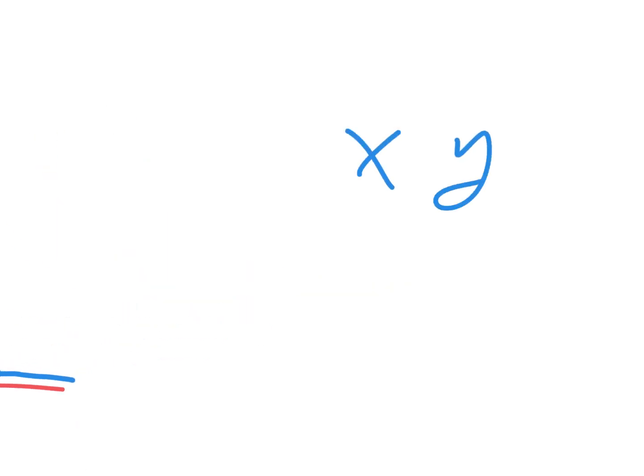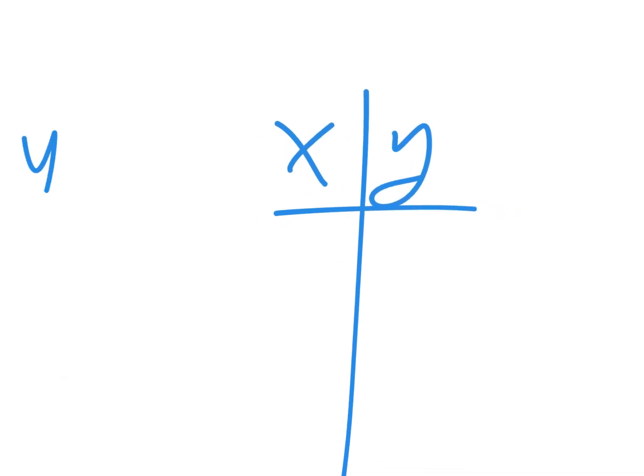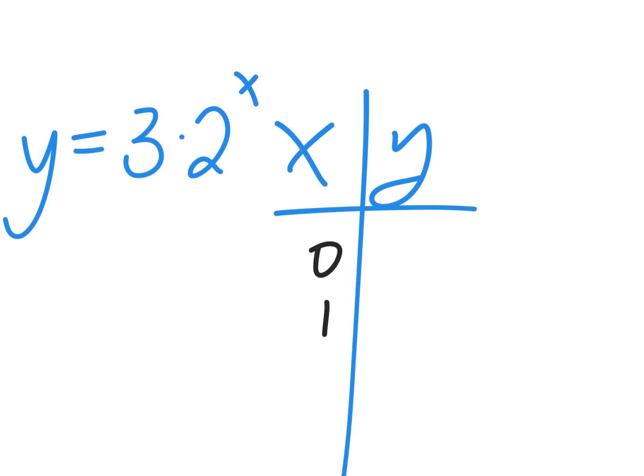XY chart. So what if the problem looks different though, Mr. Server? There's a 3 in front of it. You still do the exact same thing. You pick 0, 1, 2, and maybe one negative number. -1 is a special number because it makes things flip, right? So even though there's a 3 times 2, it's the same exact thing. Just stick in 0 for x, see what you get. Stick in 1, see what you get. Find those 4 answers.